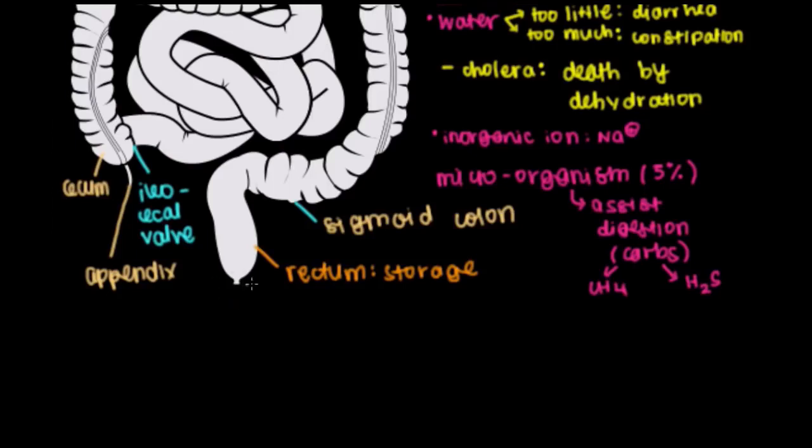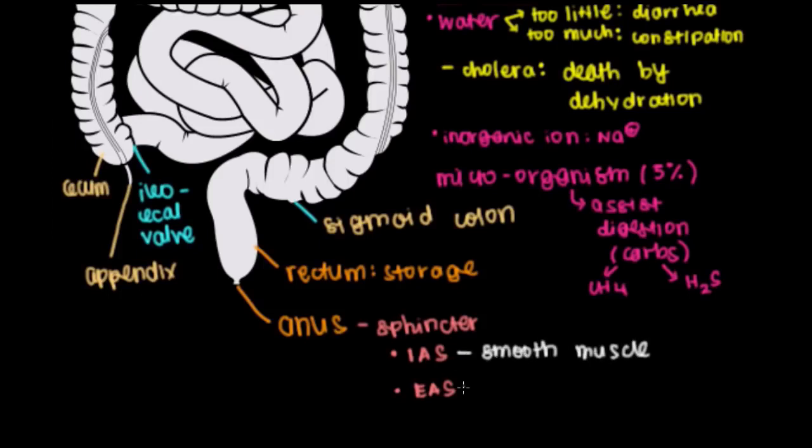What about the last part of our GI tract, the anus? The anus itself is composed of two sphincters. As you might recall from our discussion on the esophagus, sphincters are just muscles that close off a hole. There are two sphincters that are responsible for the anus. There's the internal anal sphincter, and there's the external anal sphincter. The internal anal sphincter is composed of smooth muscle. The external anal sphincter, the one that's wrapping around the internal anal sphincter, is composed of skeletal muscle, skeletal muscle that we control. Smooth muscle is under involuntary control.